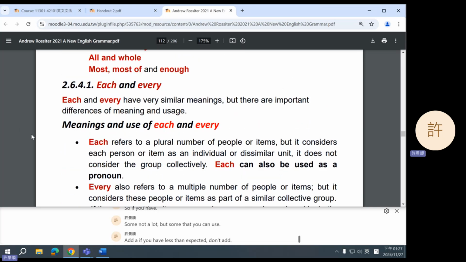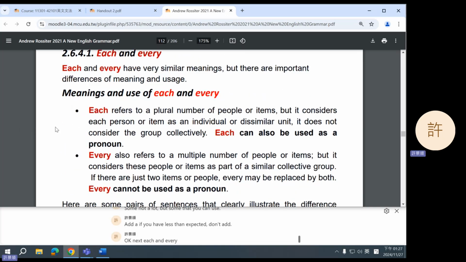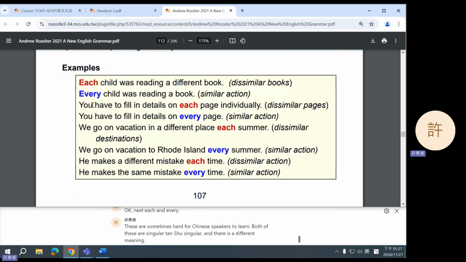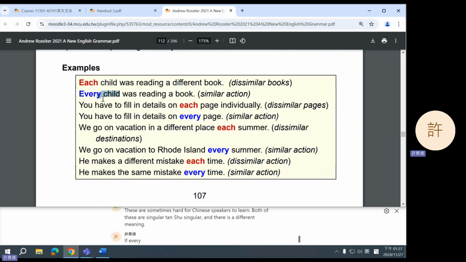Okay, next, "each" and "every." These are sometimes hard for Chinese speakers to learn. Both of these are singular, 单数, singular, and there's a different meaning. If every noun is the same, use "every." Look at these two examples. Every child was reading a book. Everybody is doing the same thing. Each child was reading a different book. It is emphasizing the difference.